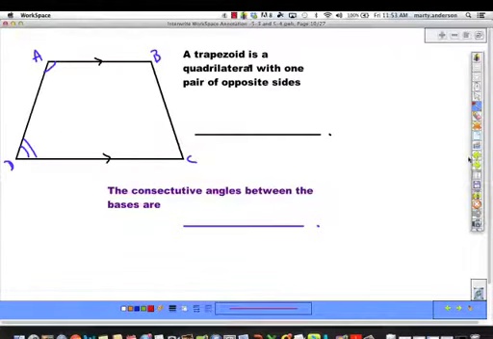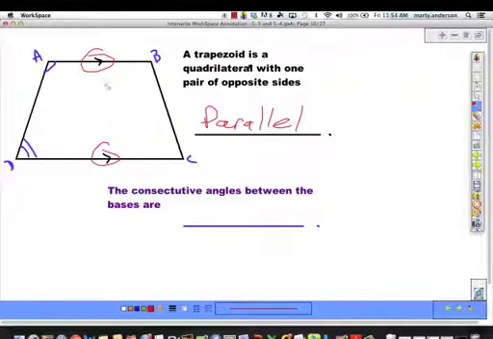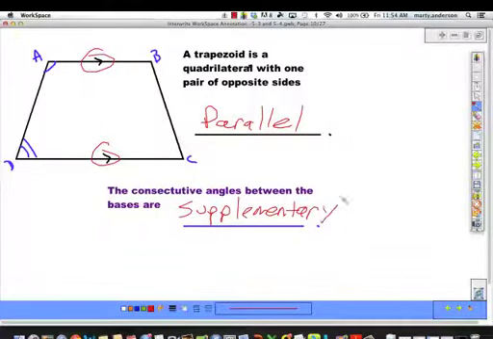Next deal, a trapezoid is a quadrilateral with one pair of opposite sides parallel. So we know we've got that parallel to that. Since we have parallel lines, if we think about parallel lines and alternate interior angles, we also had the consecutive angles between the bases are supplementary. Supplementary means we're going to add up to 180 degrees, of course.